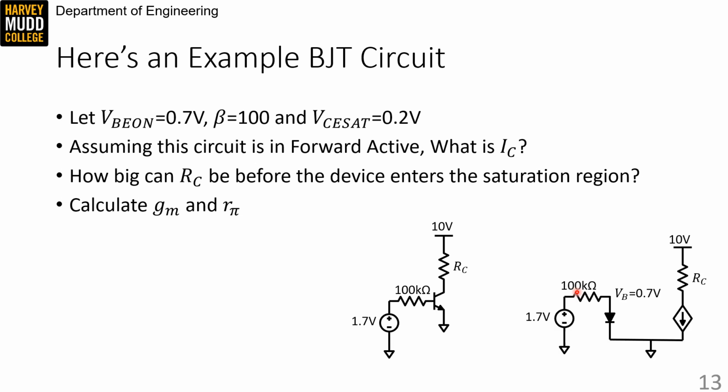To start solving this, I've drawn the large signal equivalent circuit in place of the BJT in this circuit over on the side. I don't usually draw large signal circuits out like this when I'm solving problems, but it's good to draw them out when you're just getting started with BJT analysis. You can see from this circuit that we're assuming the base voltage, VB, is 0.7 volts, because it's just one VBE above the grounded emitter.